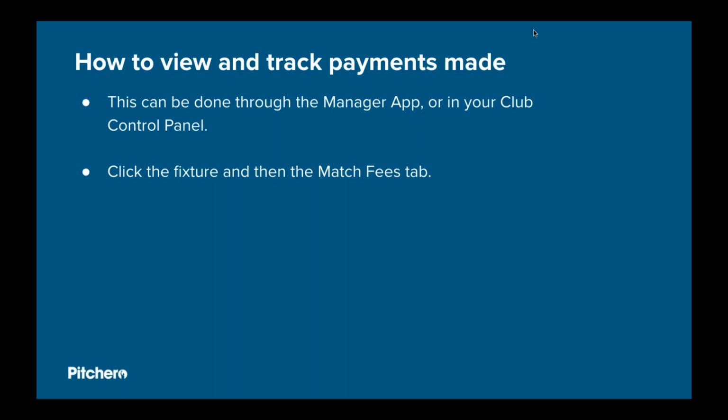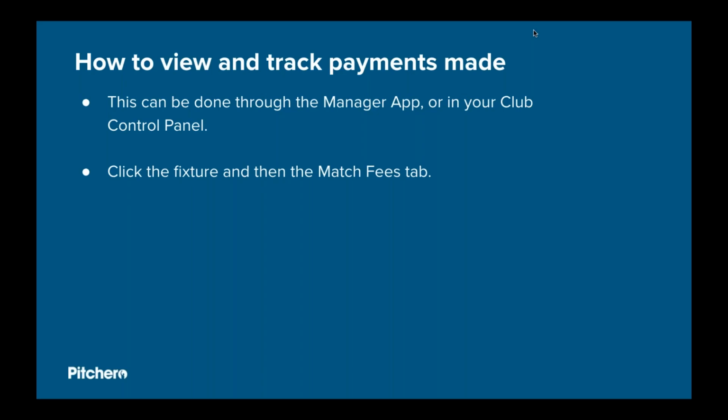So how to view and track payments made. You've already seen in the desktop as well, you can see what's been paid and what's not. This can be done through the manager app or the club control panel. So we've seen the club control panel, and in the manager app again, you can see where it's paid.